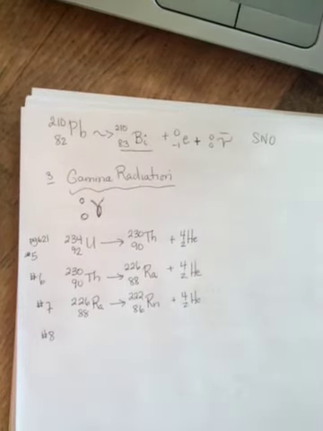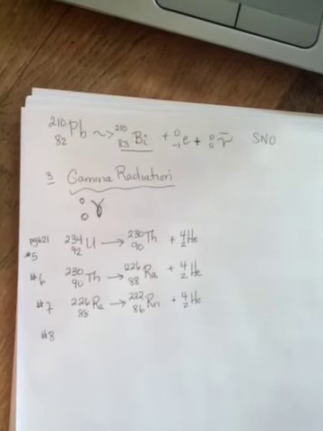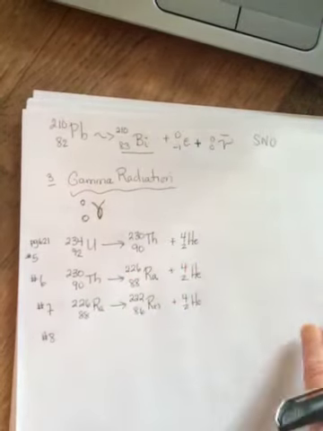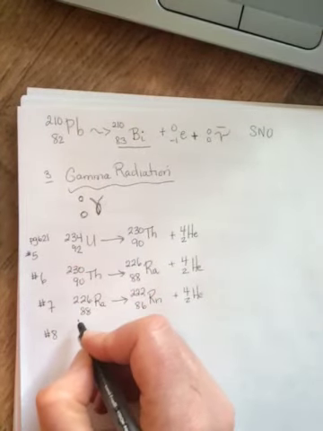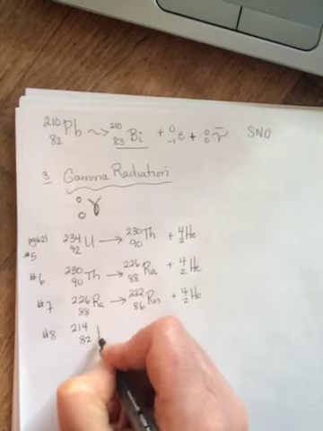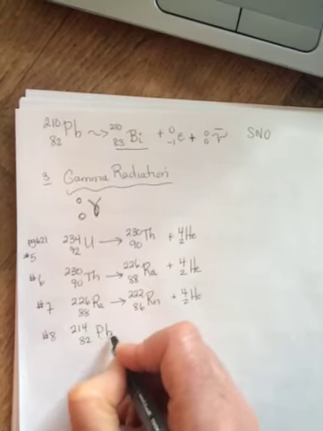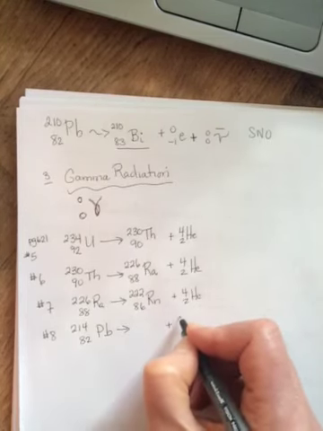Number 8. Radioactive lead isotope 214 can change into radioactive bismuth 214 by the emission of a beta particle and an antineutrino. So it's lead 214, and lead is 82, and lead is Pb. And then it's saying it's given off a beta particle, and I forgot to mention this.